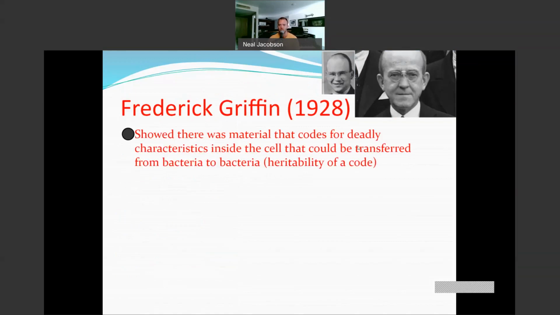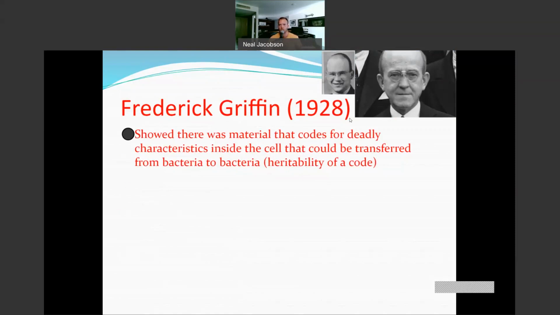So what his results were was that he was able to show that there was a material that codes for deadly characteristics inside a cell that could be transferred from bacteria to bacteria. And so this was the idea that there was this heritability of a code.